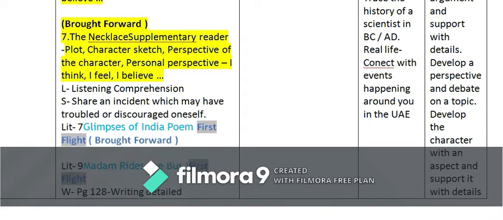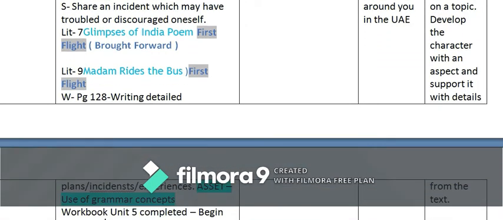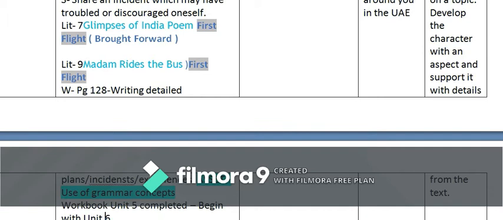Then we have the writing, detailed writing from page number 128, and all of you are aware of your ASSET percentile ranking. Keep a target and try developing to the next target, and you need to put in a lot of extra effort in order to rise to the next percentile.